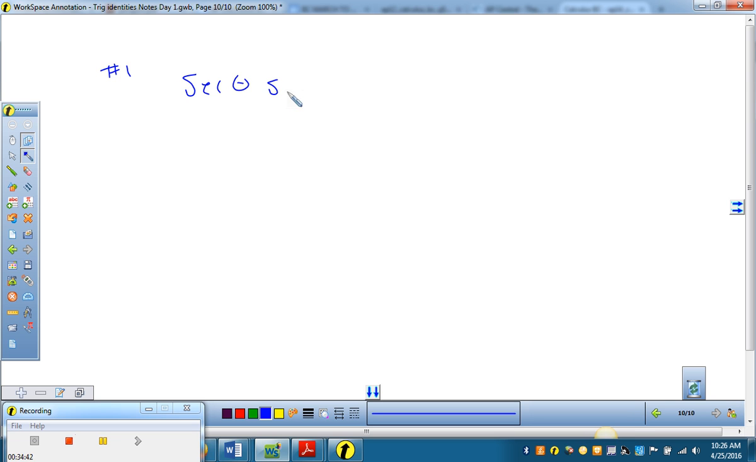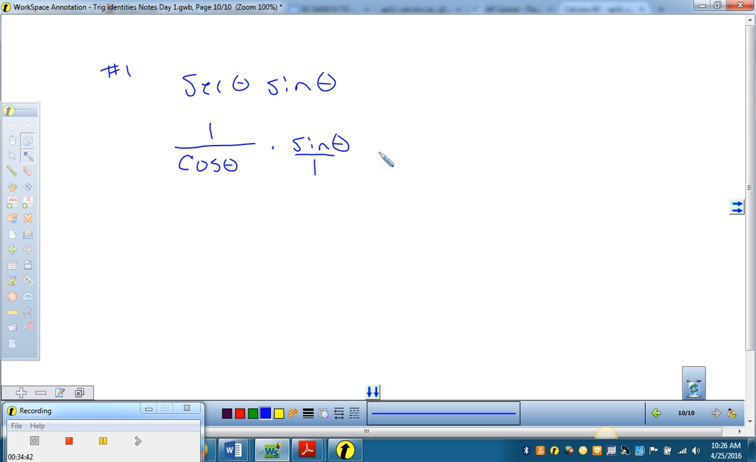Secant theta, sine theta. Okay, and we're asked to simplify, right? Sine theta is already in its basic unit. Secant theta we can change to 1 over cosine theta times sine theta. Well, sine theta is sine theta over 1. So on the top we have sine theta, and on the bottom we have cosine theta, which is tan theta.